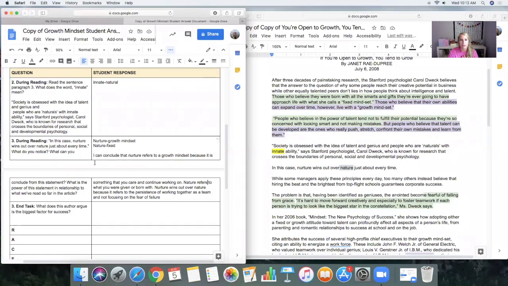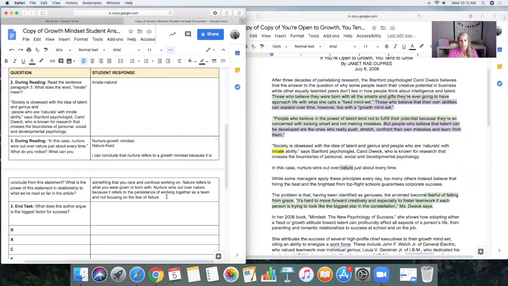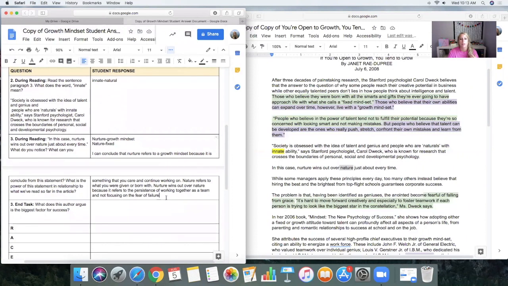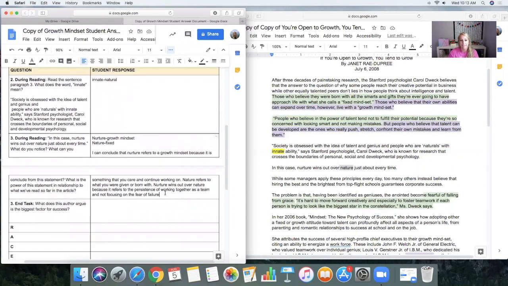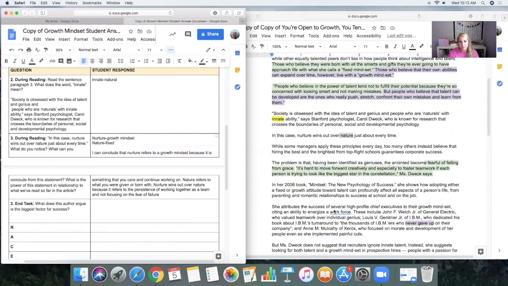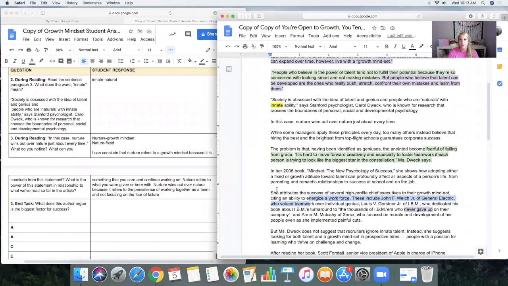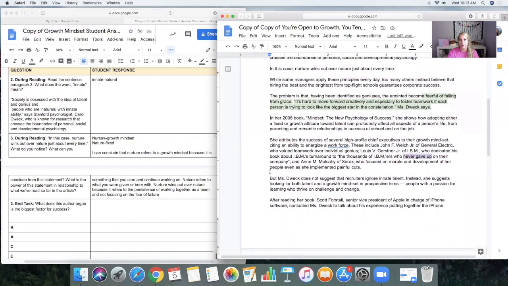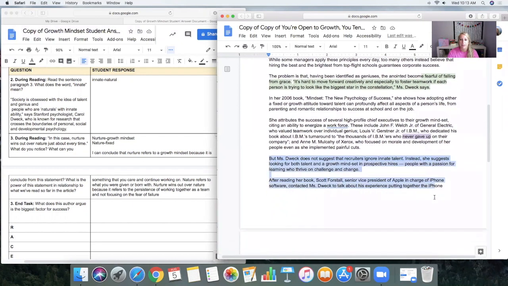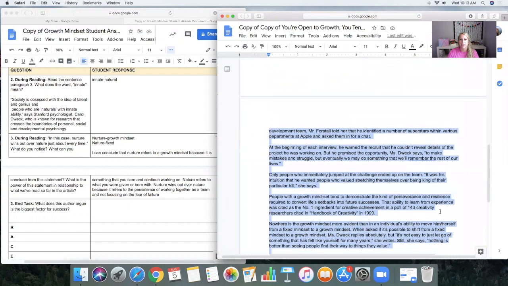And I can conclude that nurture refers to a growth mindset because it's something that you care for and continue working on. So here I see that the author is saying that a growth mindset wins over a fixed mindset. And because nature refers to focusing on the fear of failure. So let's keep reading, and I'm going to let you read the rest of the article on your own. So let's pick up here and go ahead and read the remainder of the article, adding to your table.